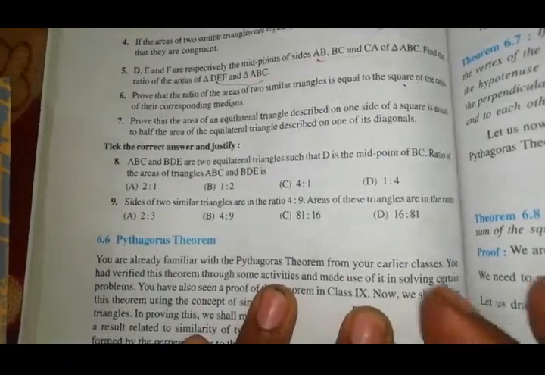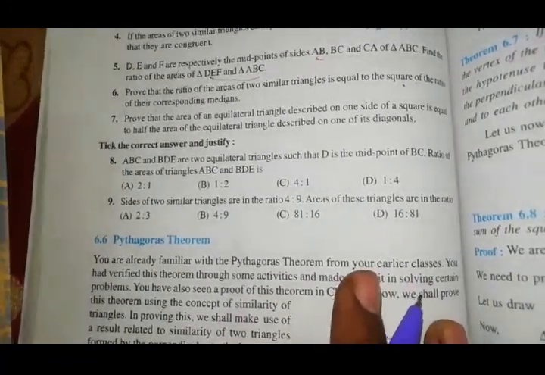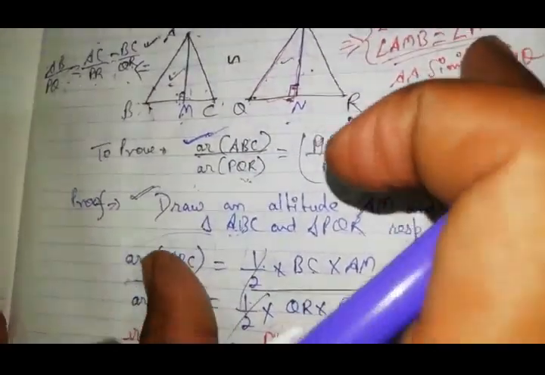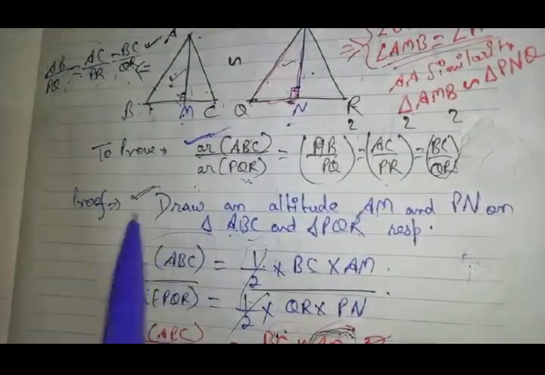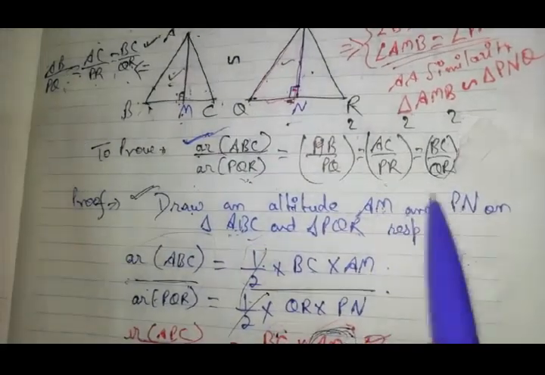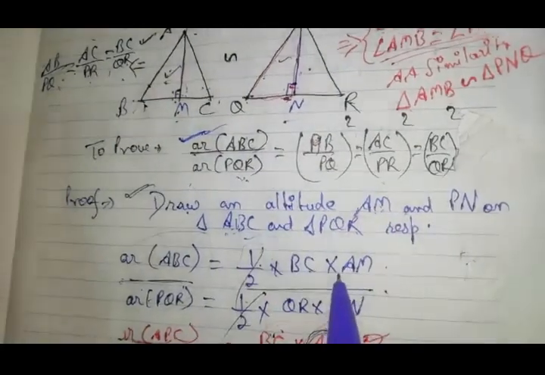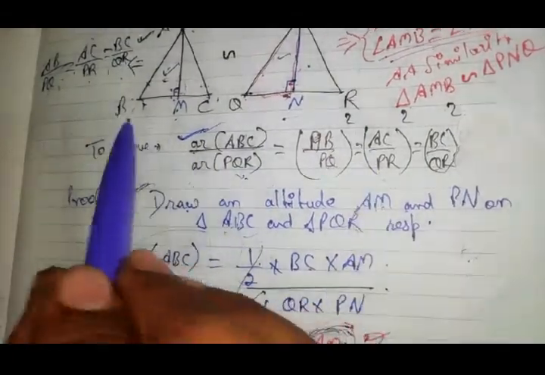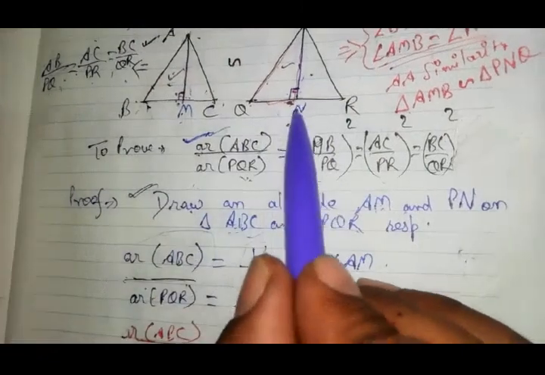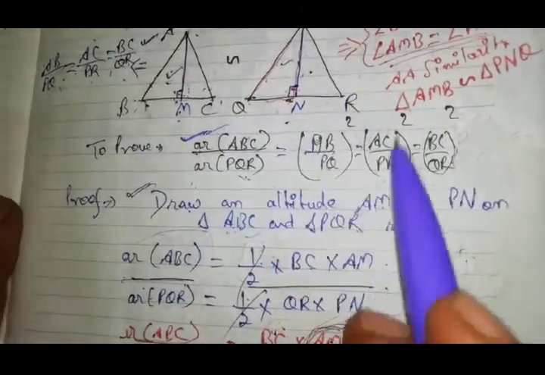So the next question is the same as we proved in our third theorem. Up to here you have, for that you have to draw medians here. So AM and PN will be the medians. Median means BM is equal to MC, and here QN is equal to NR. In this way you have to prove.